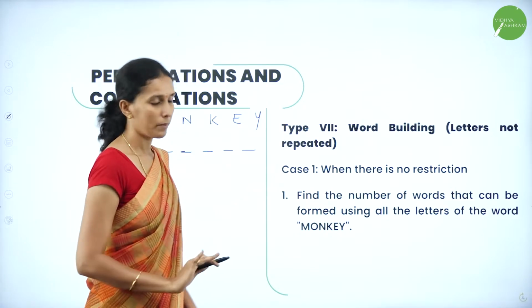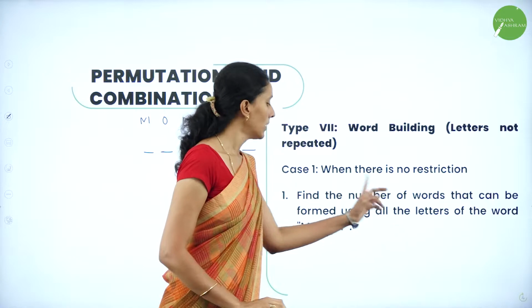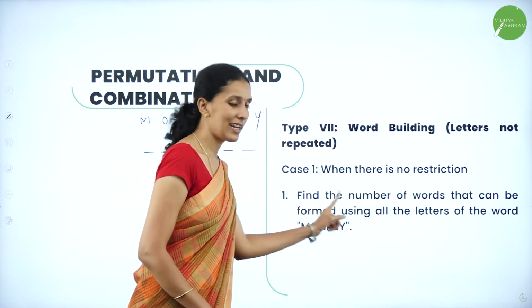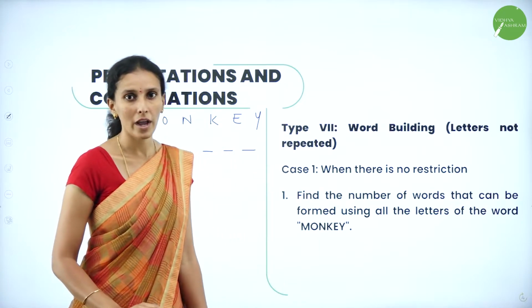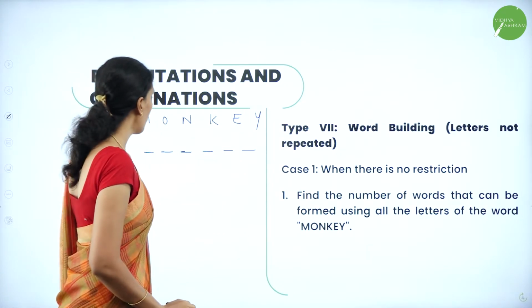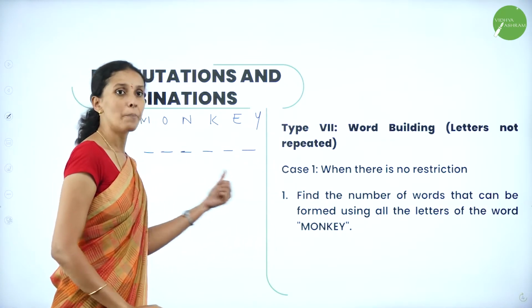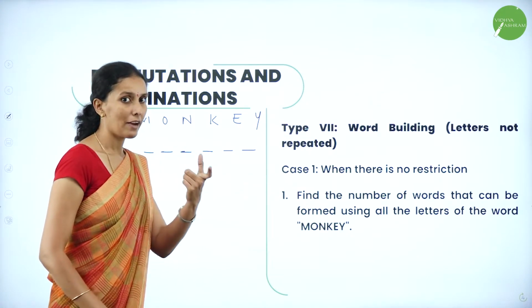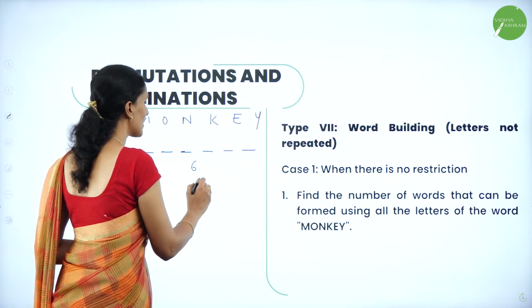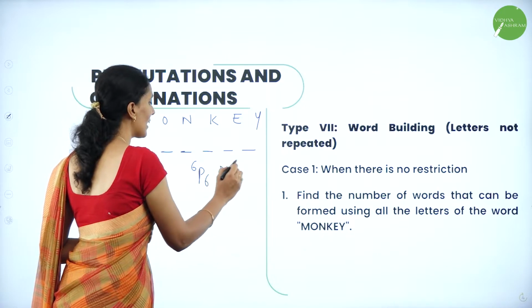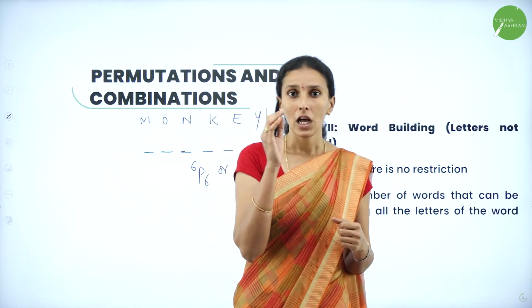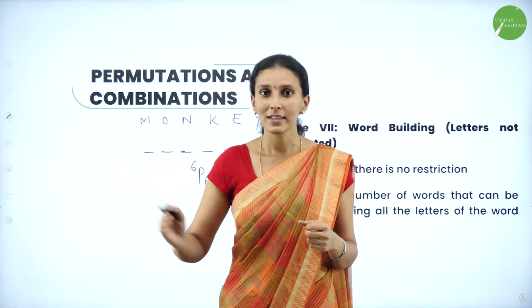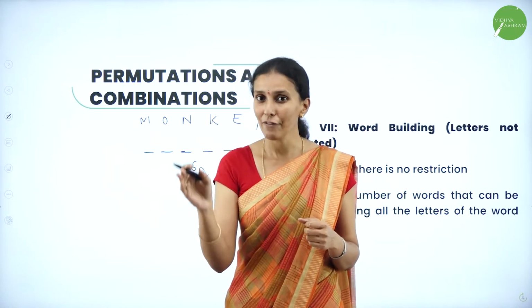Do not care about the meaning. We have to form 6-letter words using the letters from the word monkey, M-O-N-K-E-Y. So we have 6 letters in 6 places. Therefore, my permutation is 6P6, or we can directly write it as 6 factorial. Remember, when there are n objects in n places, we can write it directly as n factorial.